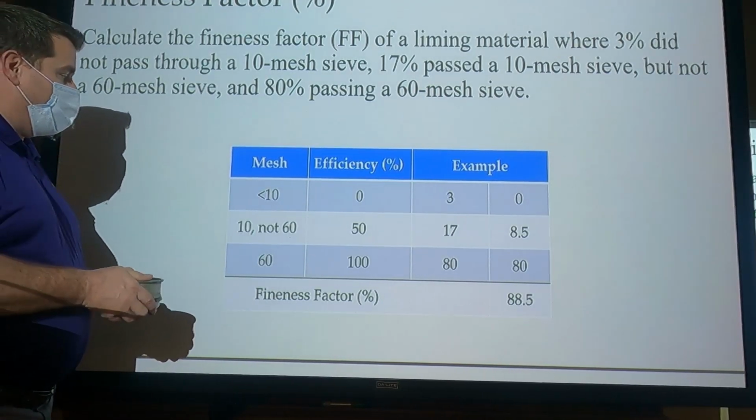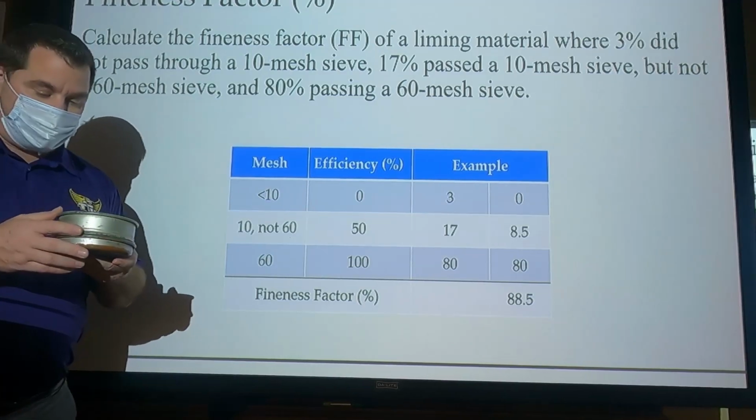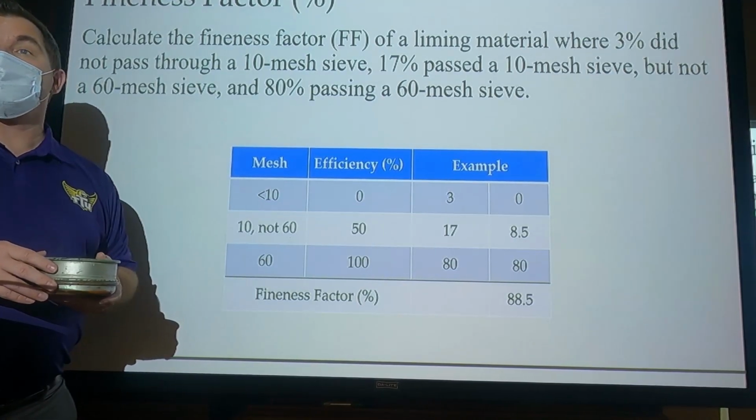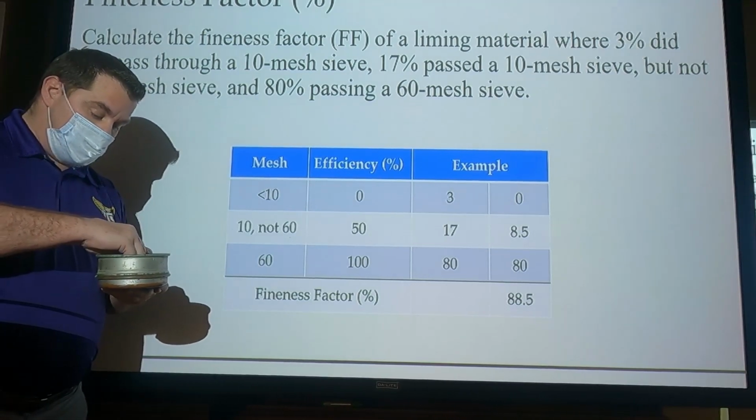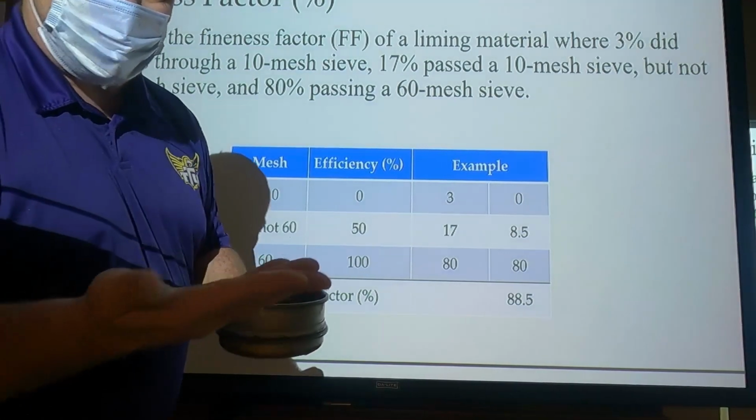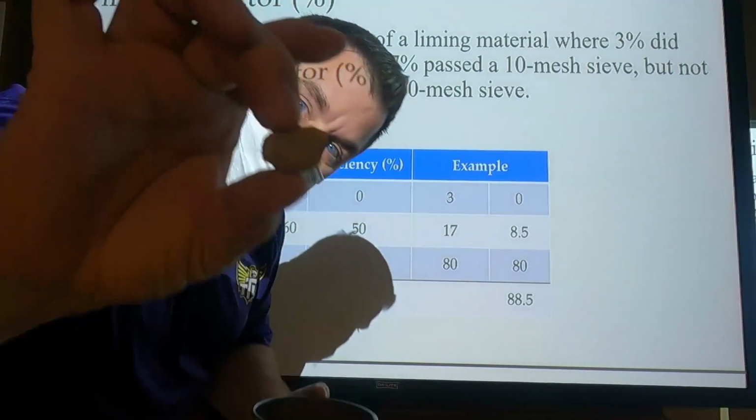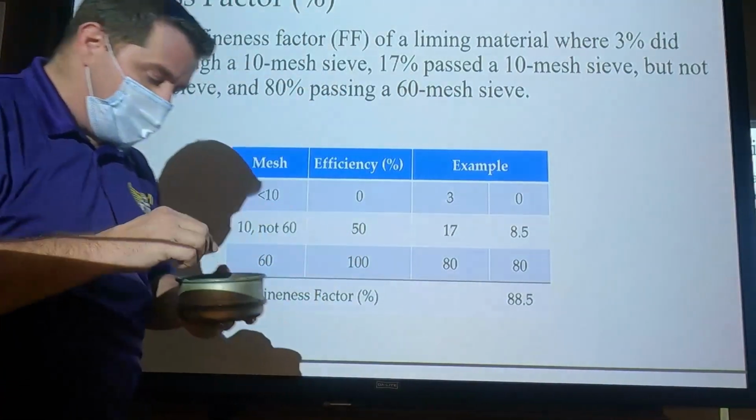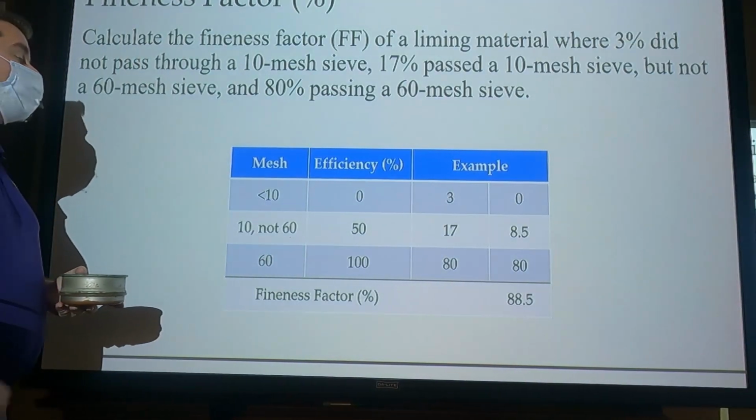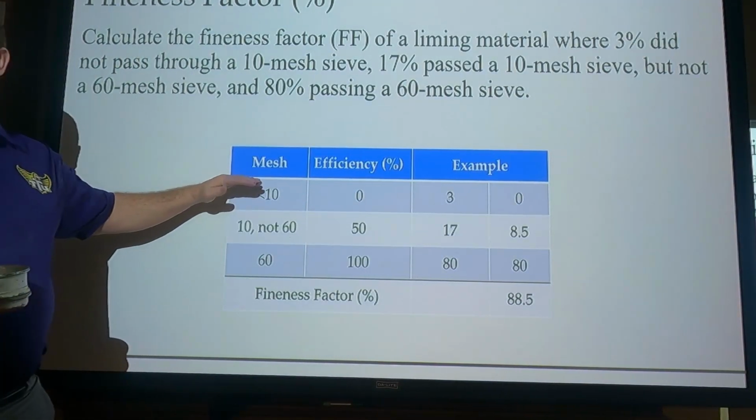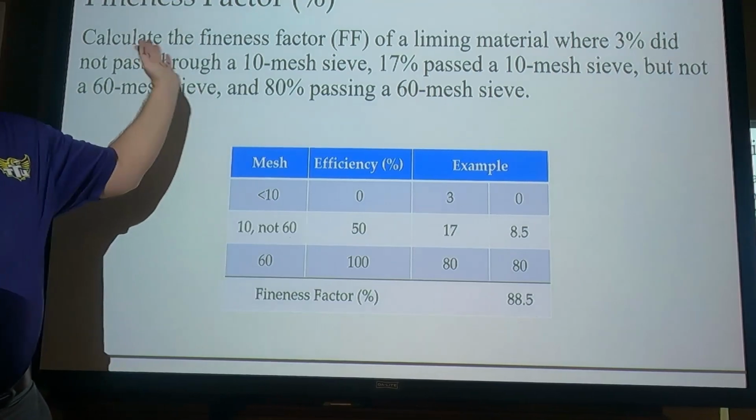So whatever does not pass through this 10 mesh sieve needs to go back and be broken down more. That is going to be large rocks. Again, that's not going to react very well. So we'll send that back to the crusher. It may go through some pulverization, but it is not effective. So that is just thrown off the top.